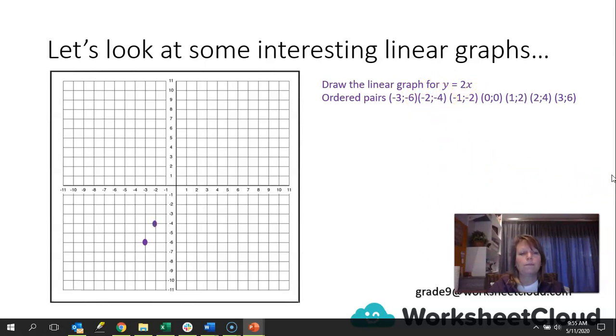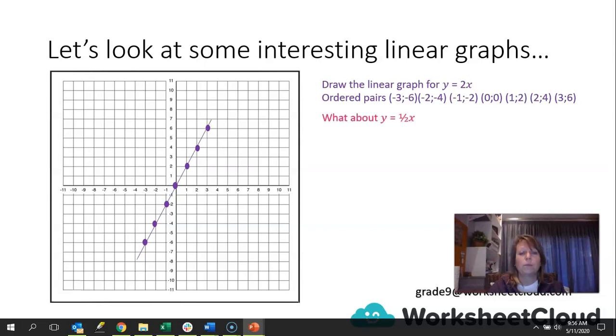Let's put that one in. Where x is minus 1, y will be minus 2. Where x is naught, y will be naught because 2 times naught is naught. Where x is 1, y is 2. Where x is 2, y is 4. Where x is 3, y is 6. Okay, everybody happy with that? Right, let's join the dots, and there you can see we have a graph.